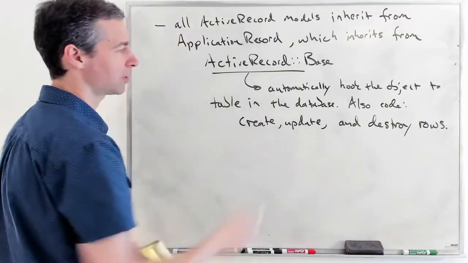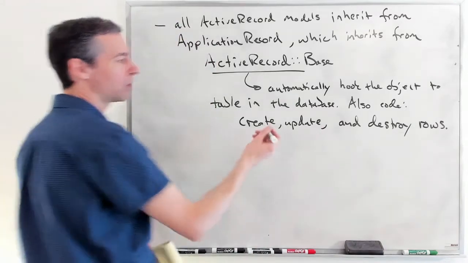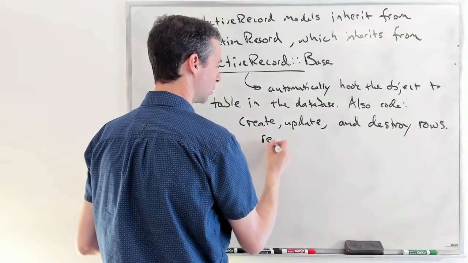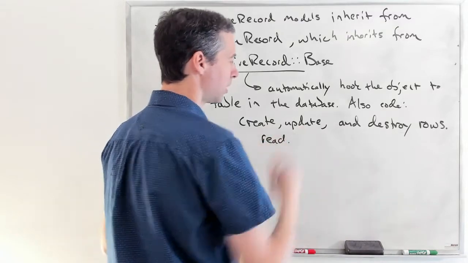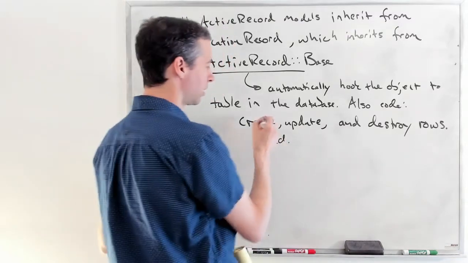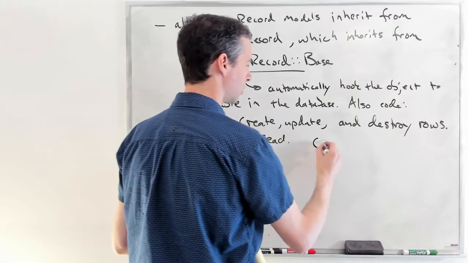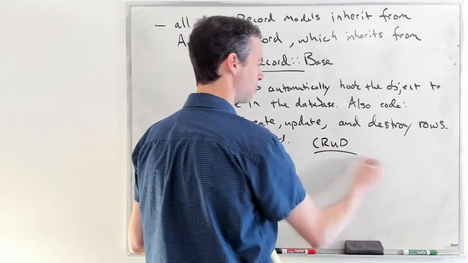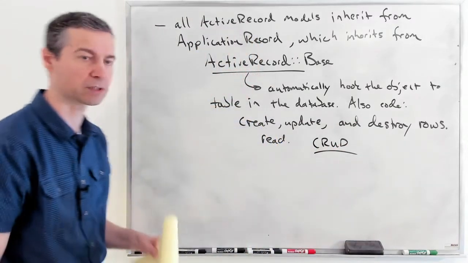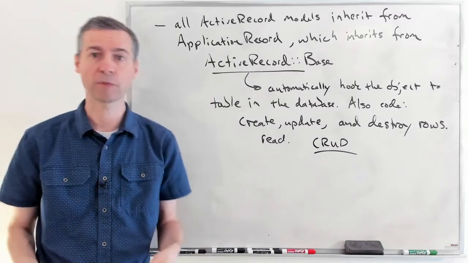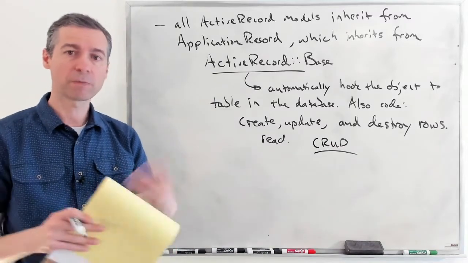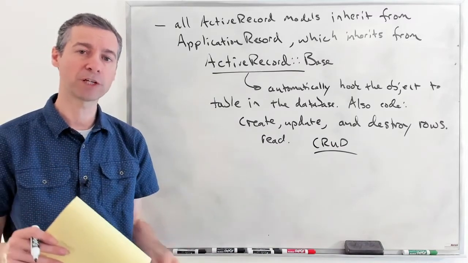So create, update, destroy. And of course, there's a notion of reading. You can actually get everything out. By the way, create, read, update, destroy is CRUD. These are the basic key operations. And so the object relational mapping here with ActiveRecord is basically giving us the CRUD operations.